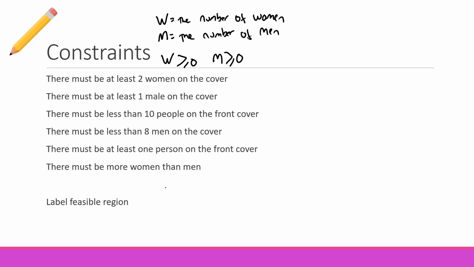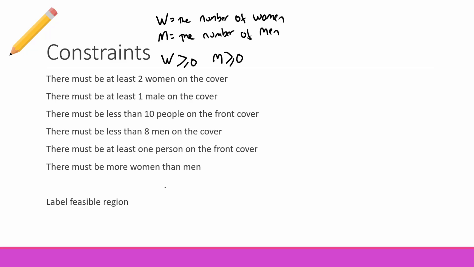So yeah, you can have 0. But it has to be positive, is what we're saying. The number of men or women has to be positive. You can't have negative men, you can't have negative women. So we're going to look at this first constraint.